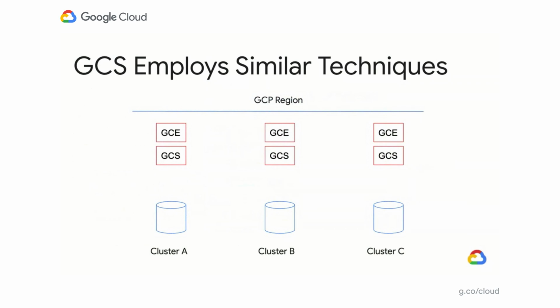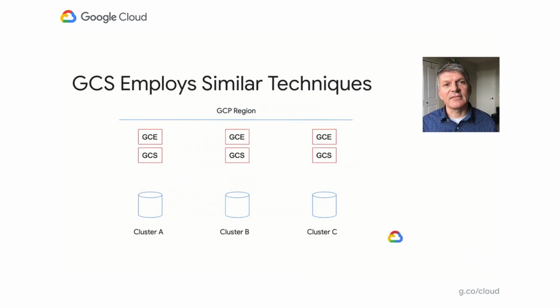Now let's pop the stack and talk about GCS itself, which is really just a layer on top. It turns out GCS is employing a lot of the same tricks that Colossus uses, just at the region and multi-region level. To illustrate how they're similar, here's a simple representation of a GCS deployment in one of our GCP regions. In this example, we've got 3 clusters, each with a GCS instance on top of Colossus storage.